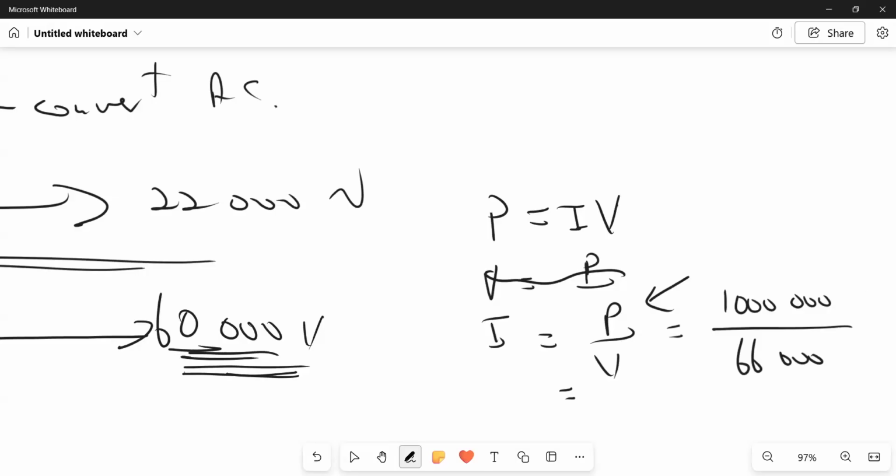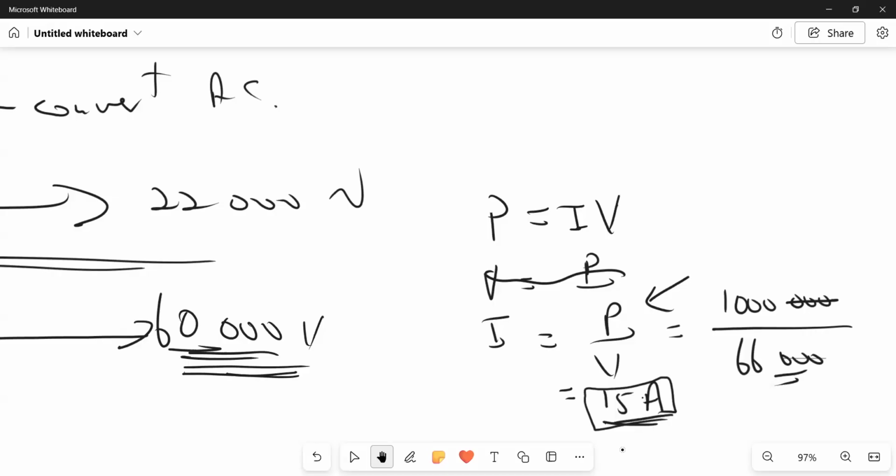So we can strike off these zeros. What do you get here? 1,000 divided by 66, that's about 15. All right, let me go with 15 amperes. Just imagine we are transmitting 1 megawatt over a piece of wire at this voltage. Look how small the current is.